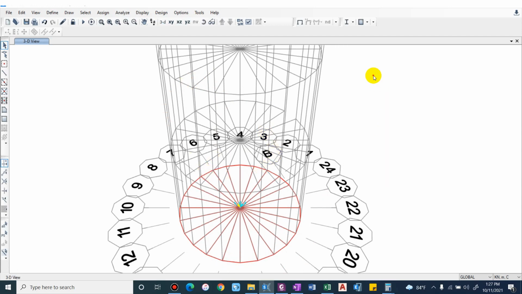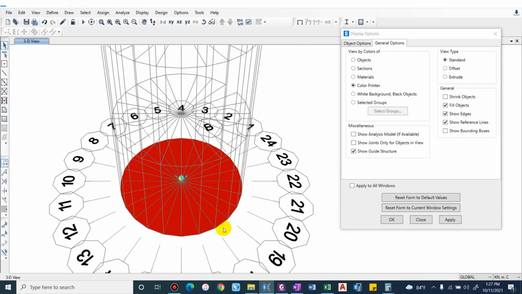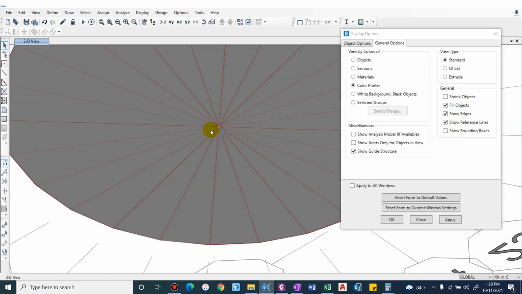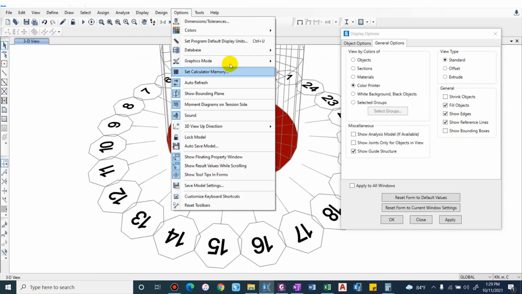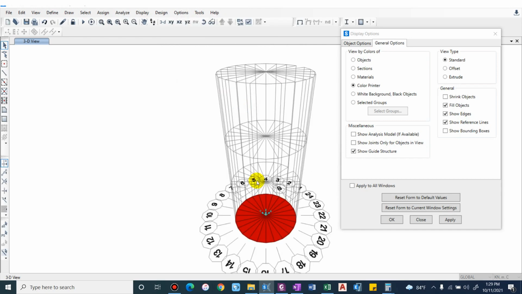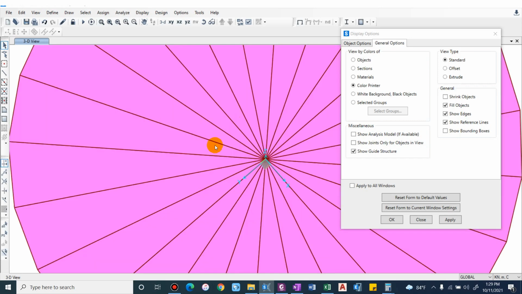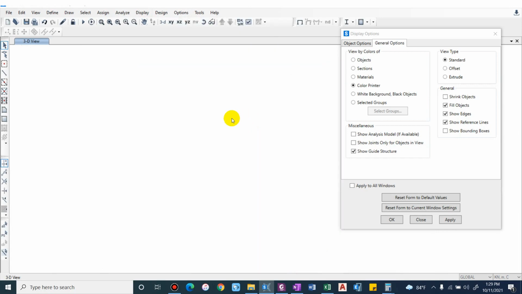So right click, go to display option and select fill objects and go with color printer, apply. So here you can see that this is red color and this is gray color. You might see a different color if we are having classic plus. In this case it will be red and the other color will be magenta. But for now I am selecting the DirectX view, so I'll get gray color.